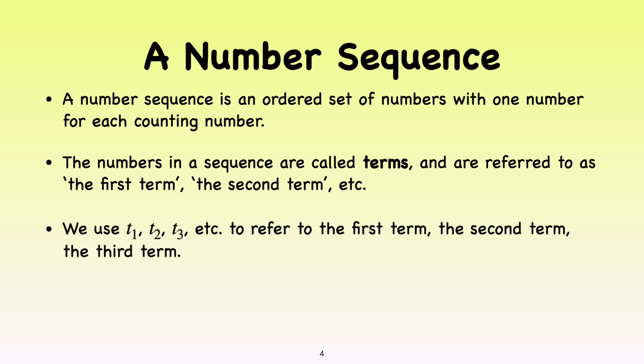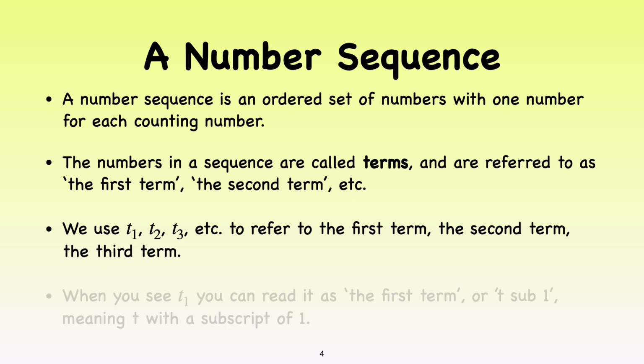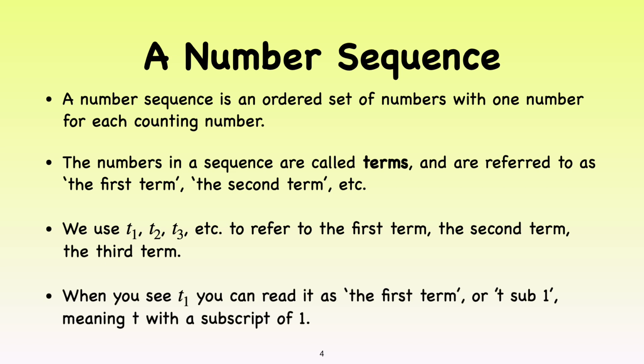We use t sub 1, t sub 2, t sub 3 to refer to the first term, the second term, the third term, etc. When you see t sub 1, you can read it as the first term, or you can read it as t sub 1, meaning t with a subscript of 1.